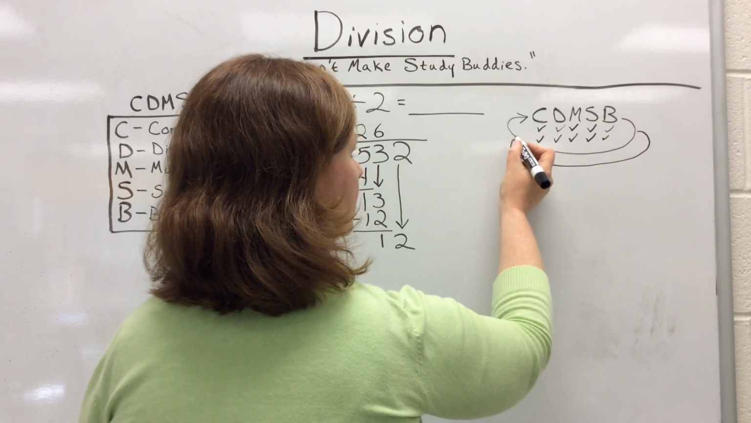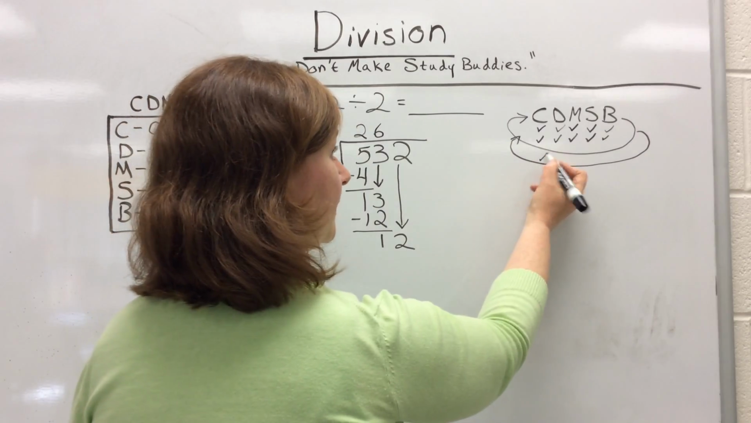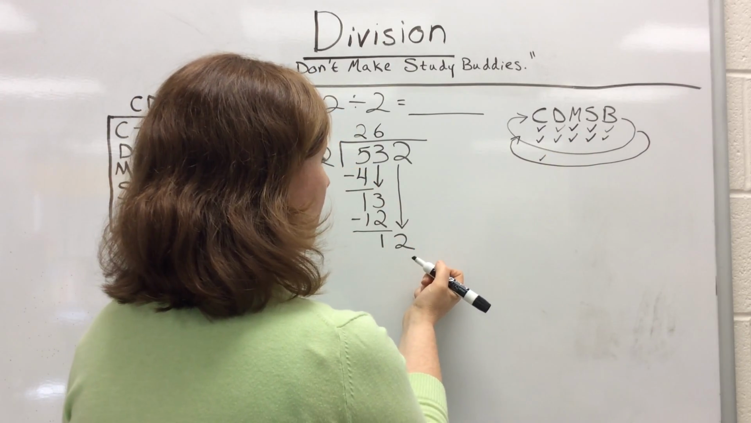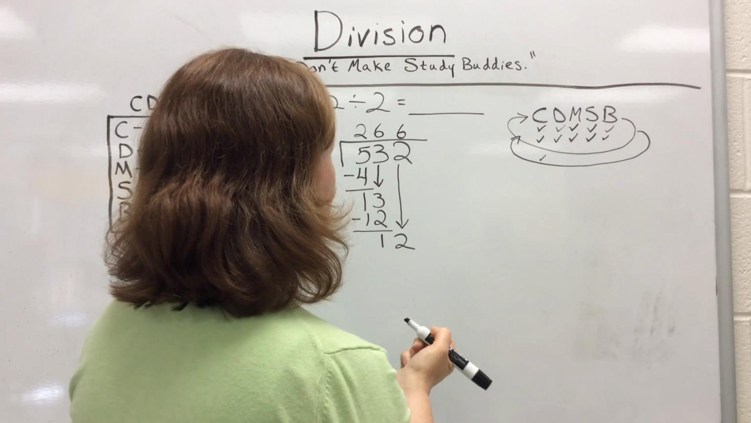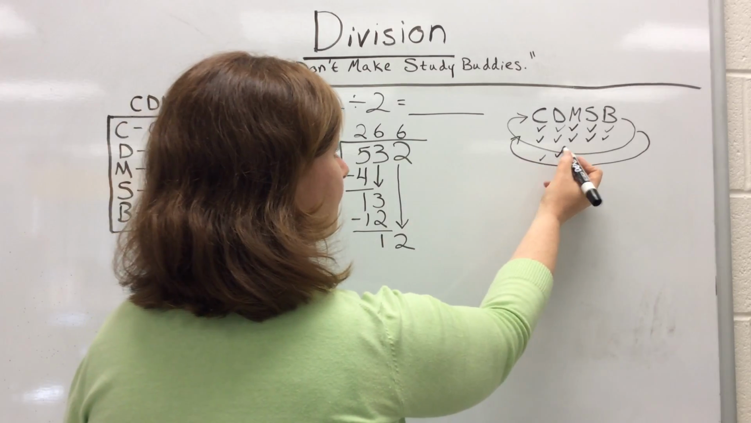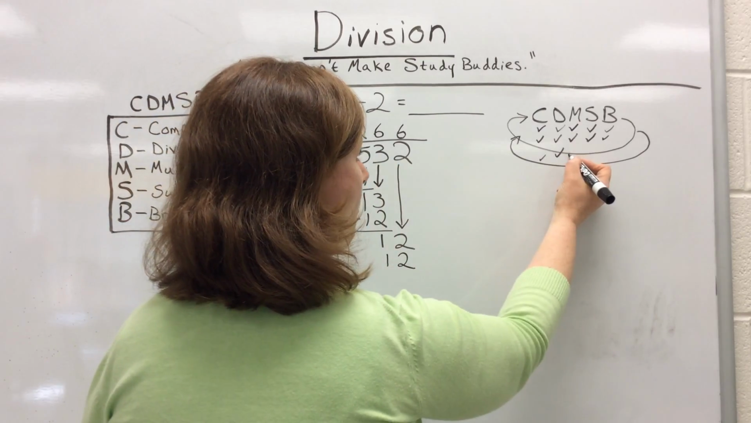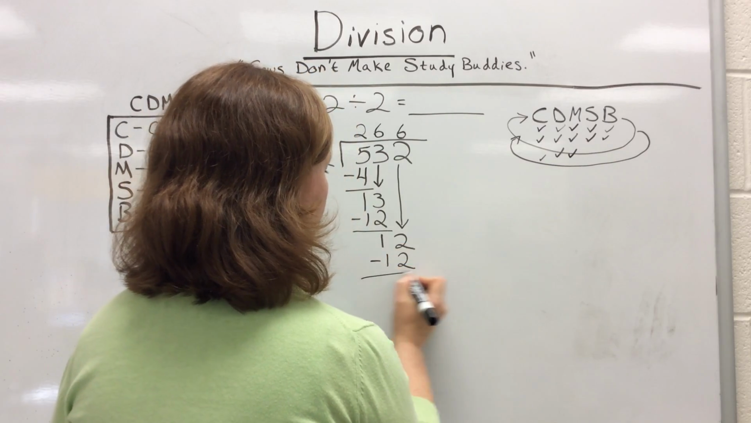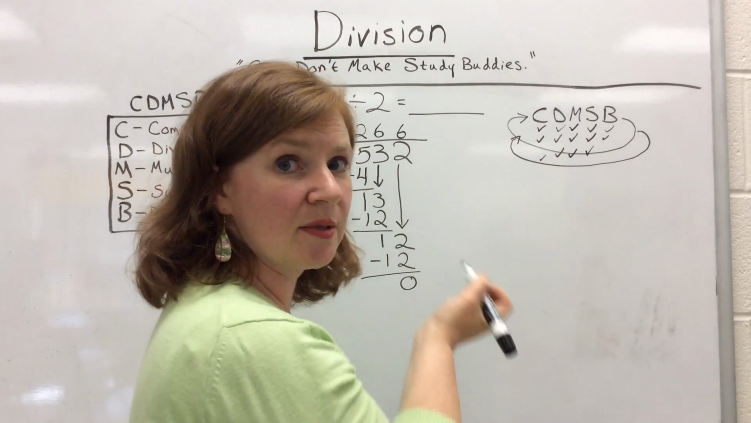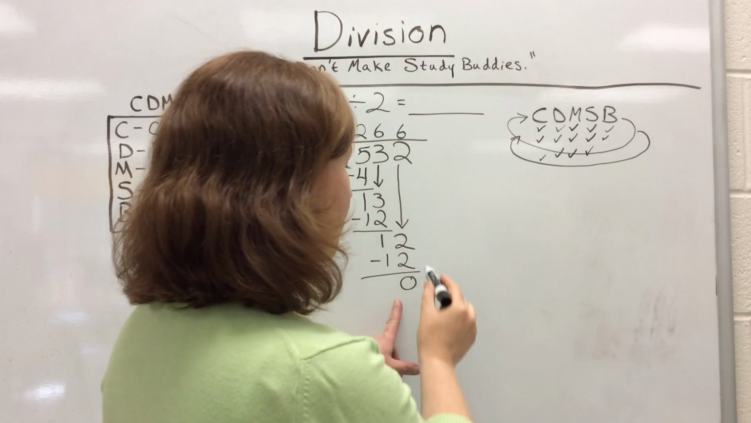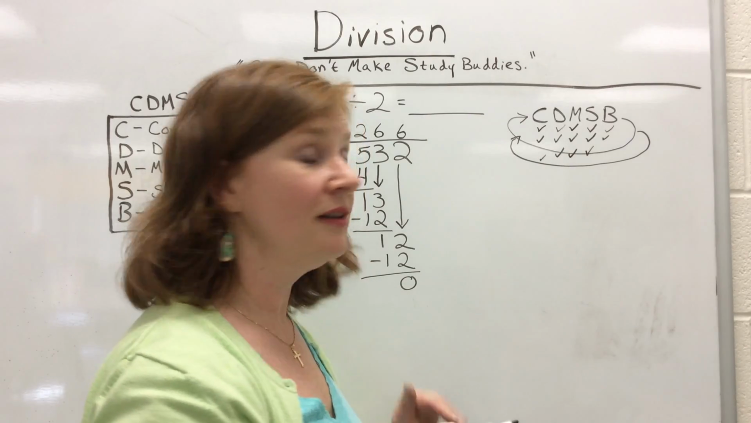And I'll start my steps again. Compare. 2 does fit into 12. Divide. 2 fits into 12 6 times without going over. So I'll put my 6 here into my quotient above the next digit. Multiply. 6 times 2 is equal to 12. Subtract. 12 minus 12 is 0. Bring down. I have no more digits to bring down. If I have no more digits to bring down and I have a 0 at the bottom, that means I am finished. I am done with my quotient.